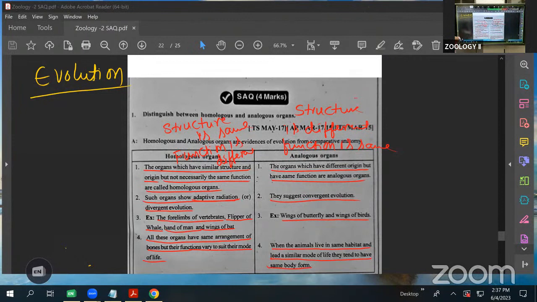Here, this one is important. Simply, homo means same in the structure. Function is different. That we call homologous. Analogous means structure is different, but same habitat they are living. That's why function is same. That we call analogous organs. Clear example: four limbs of the vertebrate, and the wings of the butterfly and wings of the bird. Next, in all these organs the arrangement is same, but functions are different. Here, the animals are living in the same habitat, with a similar mode of life. That's why functionally same. This is about the homologous and the analogous organs. Here, next.